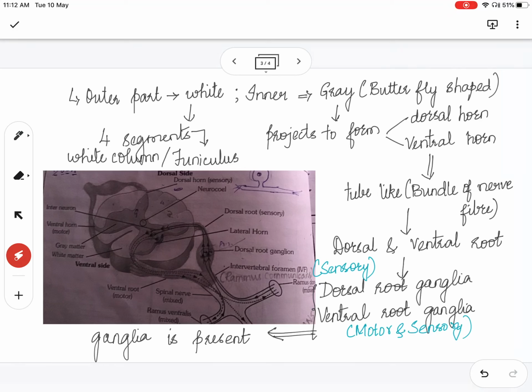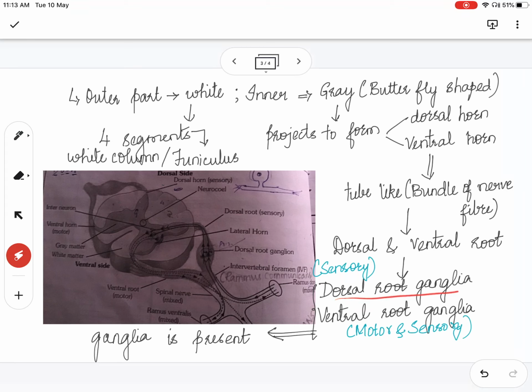Now, in the root of the dorsal horn or in the root of the ventral horn, there are ganglia present. Here I've mentioned what ganglia is. Ganglia is nothing but a collection of neuronal bodies. So hence the name is called as what? Ganglia. Now from the dorsal root there are ganglia present, and they are called dorsal root ganglia. Similarly on the ventral side they form what? Ventral root ganglia respectively. Now what are the functions of it?